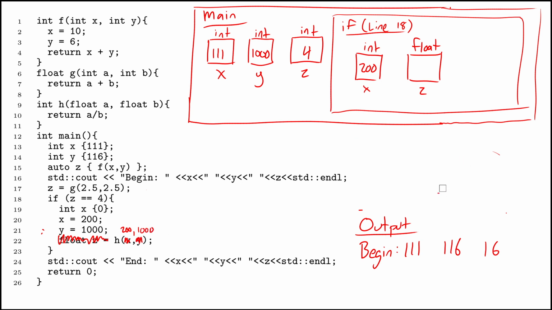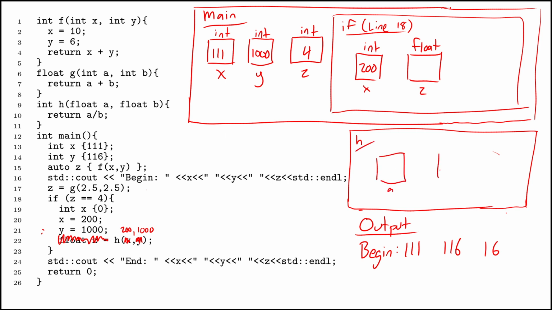So I guess I better add h to my diagram. There's h. H takes 2 arguments. They're called a and b. And the value I'm passing in as a is going to be 200. Just 200. And the value I'm passing in as b is going to be 1,000. So I've got the arguments set up for h. I'm ready to actually start executing h.